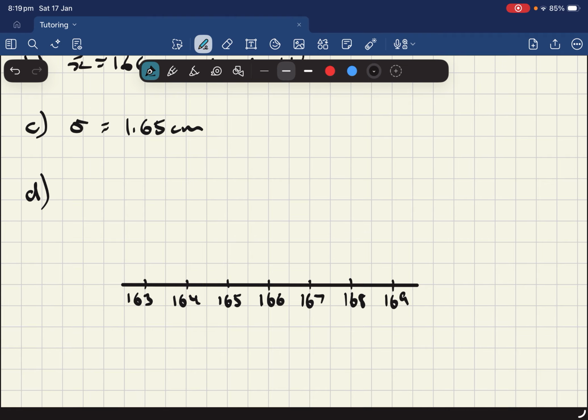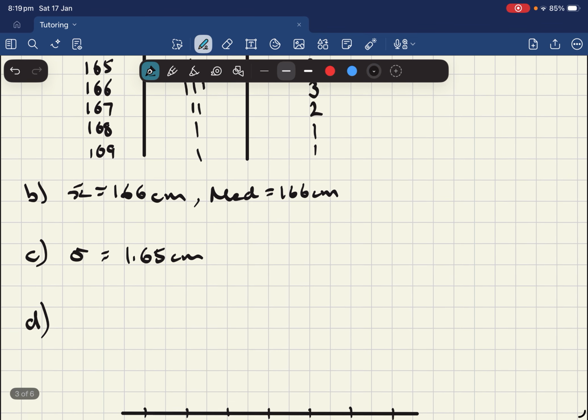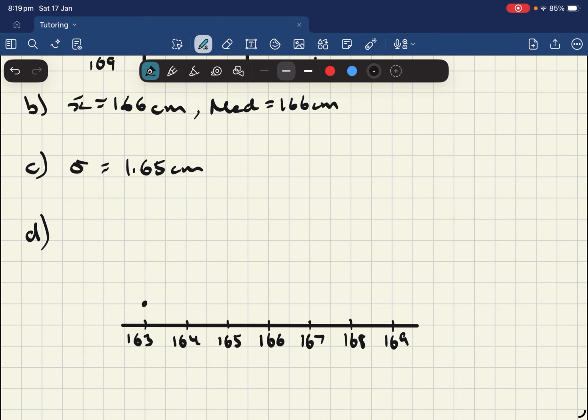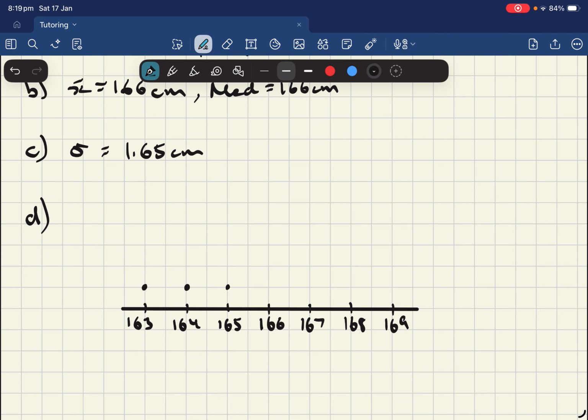So we're plotting the points on a dot plot. I've got my axis down the bottom. We want to put these points in, count how many there are, and draw them up as a dot plot, and then we're going to draw our bell-shaped curve on top. Now, 163 and 164 each had 1. 165 had 2. 166 had 3. 167 had 2. And these each had 1.